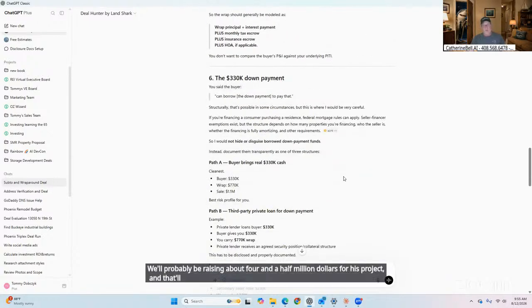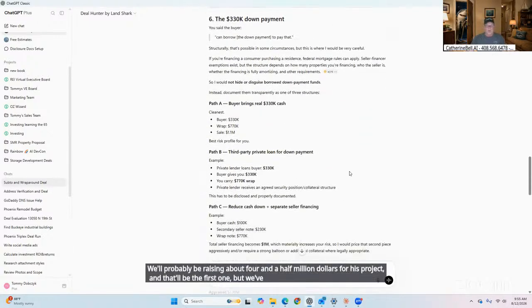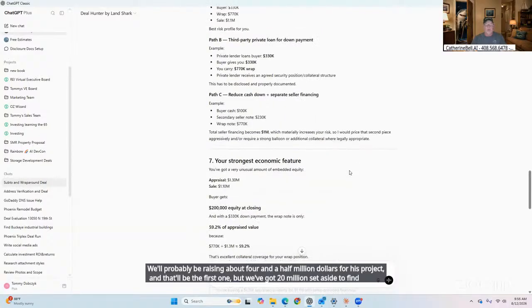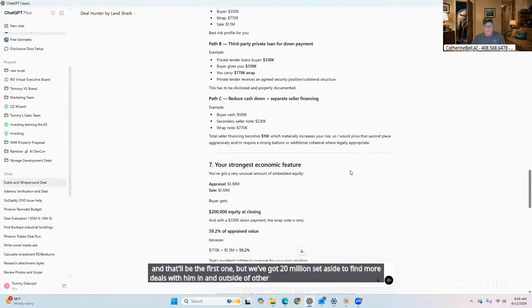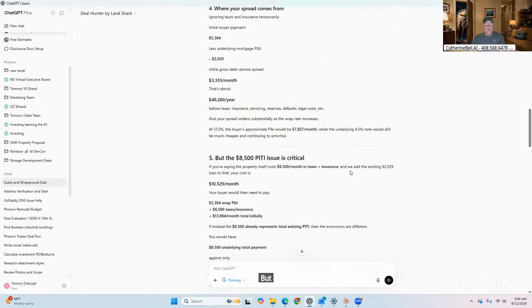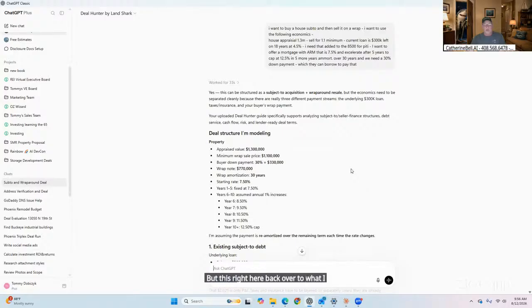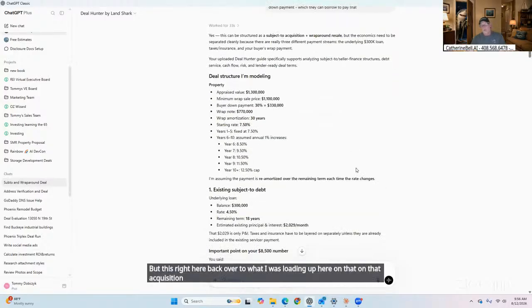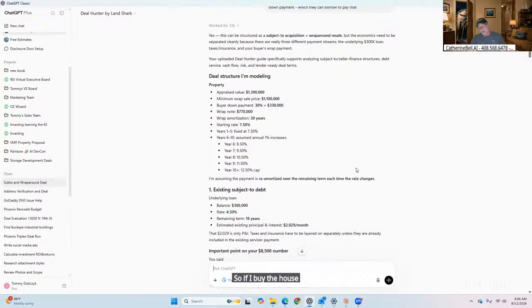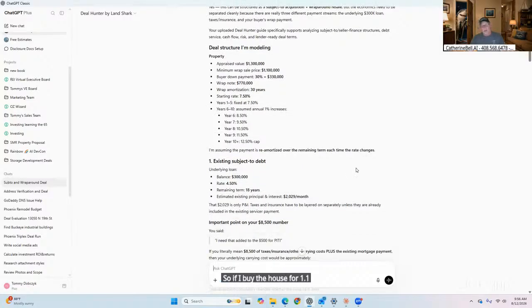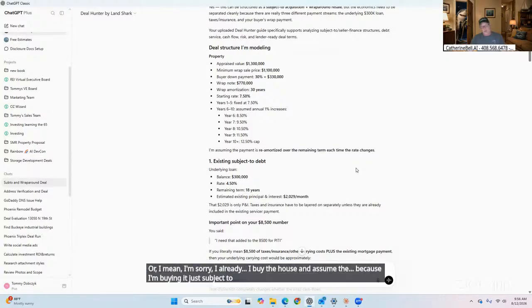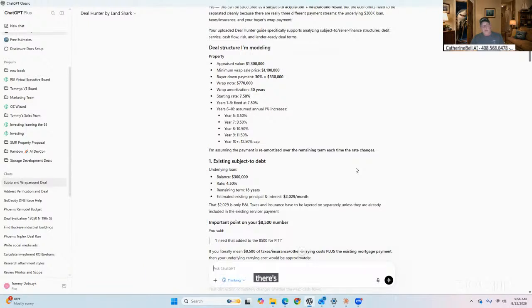And that'll be the first one, but we've got 20 million set aside to find more deals with him in and outside of other places. But this right here, back over to what I was loading up on that acquisition wrap. If I buy the house and assume it, because I'm buying it just subject to, there's no economics the other way on that. I'm just taking over the payments.